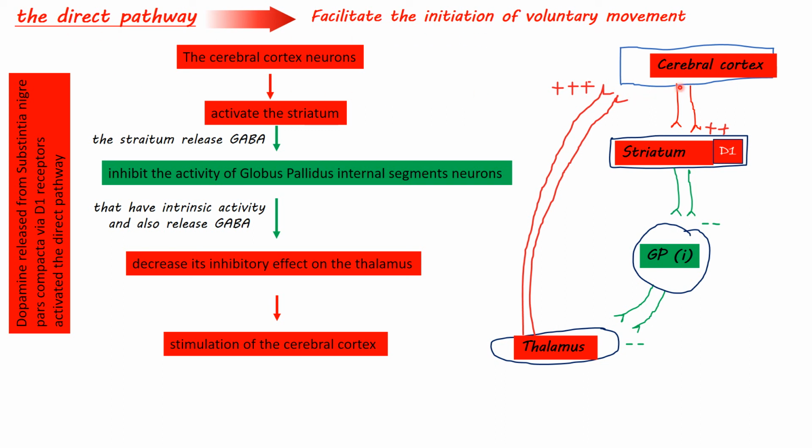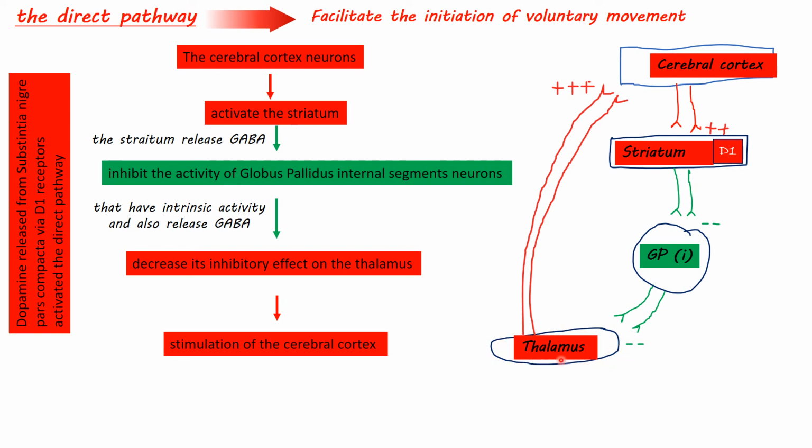This occurs when the cerebral cortex becomes stimulated and releases excitatory neurotransmitter on the striatum, on the caudate and putamen, stimulating them. Once they are stimulated, they secrete GABA, and this GABA is inhibitory, so this will inhibit the globus pallidus internal segment neurons. The globus pallidus is usually inhibiting the thalamus through the release of GABA. So if we inhibit the globus pallidus, we will decrease the release of GABA on the thalamus, and this will produce disinhibition of the thalamus, or release of the thalamus from the inhibition.